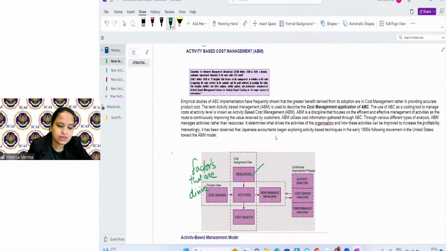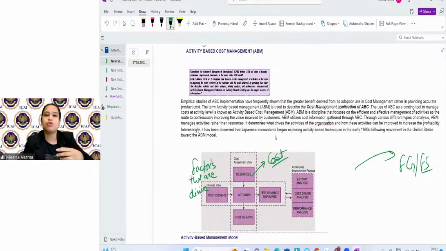Now, resources are actually cost. For the production of final goods, or for providing final services, we need some resources. Like I'm teaching you, right? When I'm teaching you, this class is not free for me. I'm using internet, I'm using electricity, I'm using a DSLR camera. My camera cost is more than 1 lakh rupees. I'm using this laptop, I'm using a Wacom. So the whole setup is around 2 lakh.